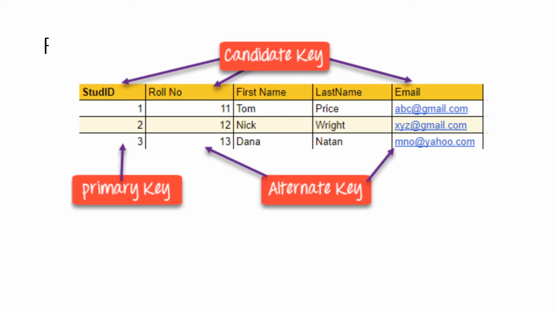So, student ID is the primary key. Roll number and email are alternate keys. Student ID, roll number, and email, those three are candidate keys.